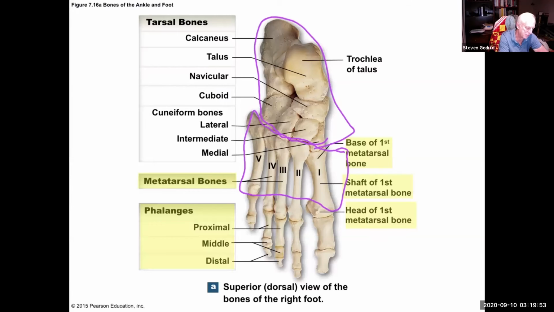Okay, these are the metatarsals, and then here are your phalanges. Each toe has 3 bones: the proximal, middle, and distal, except for your big toe, the hallux, which has 2, proximal and distal. There's no intermediate, no middle phalanx for the hallux.